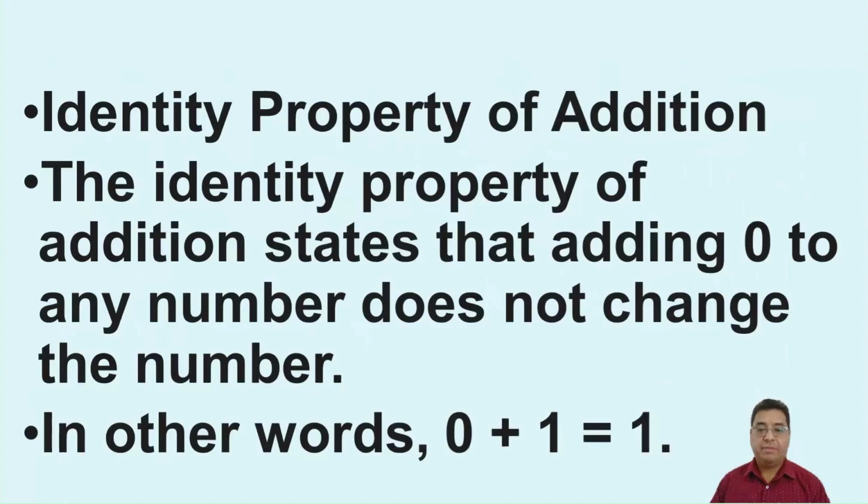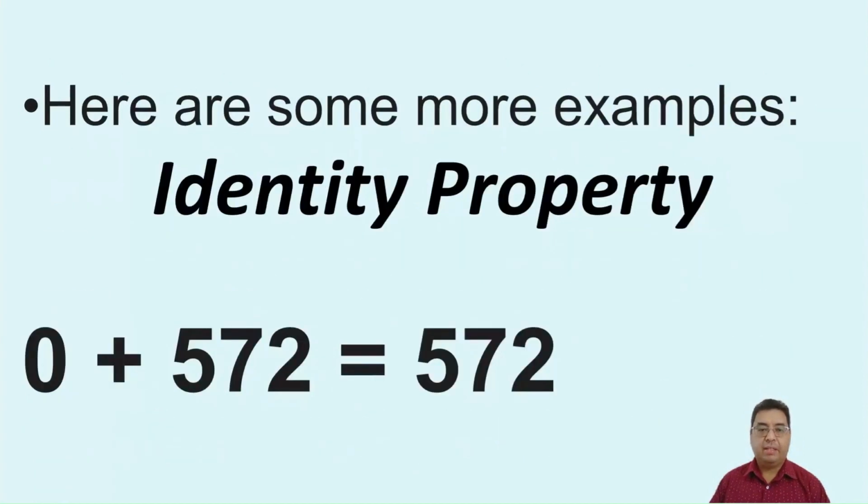The identity property of addition states that adding 0 to any number does not change the number. In other words, if you have 0 plus 1, the answer is still going to be 1. And 0 plus 572 equals 572. And again, these are examples of the identity property.